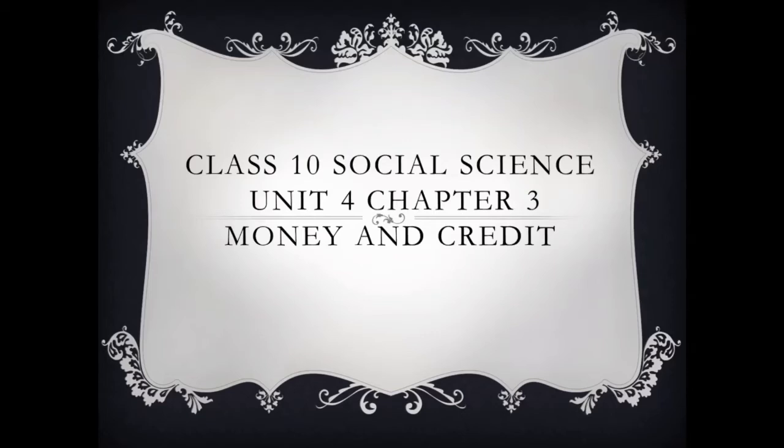Good morning students. Today let's discuss social science of class 10, in that unit 4 economics part, chapter 3, money and credit. This chapter has two parts. One is money and the second part is credit. First let's discuss the first part of the chapter, that is money.